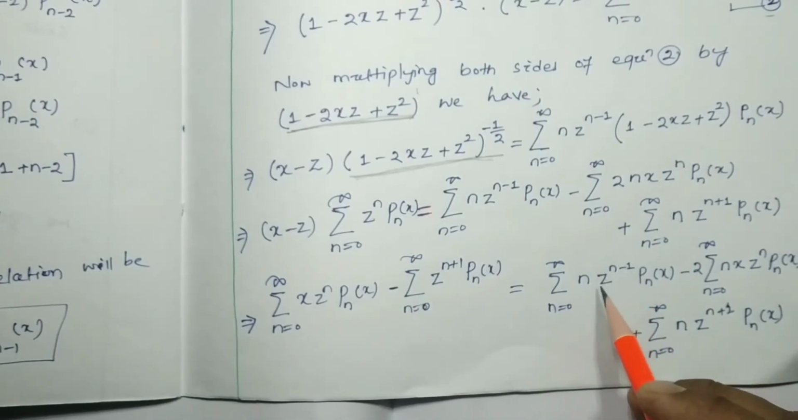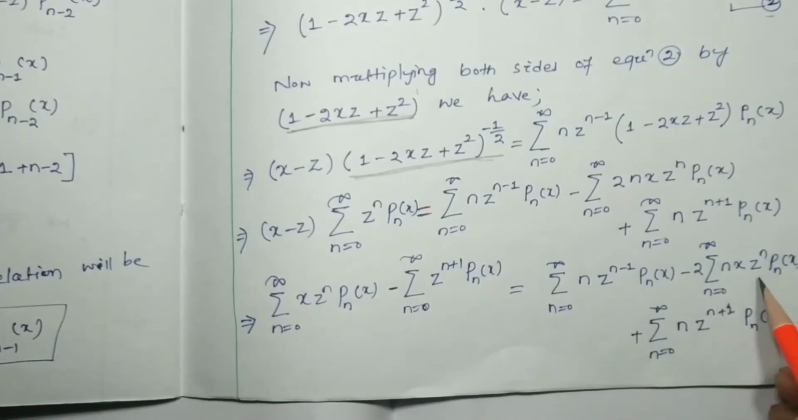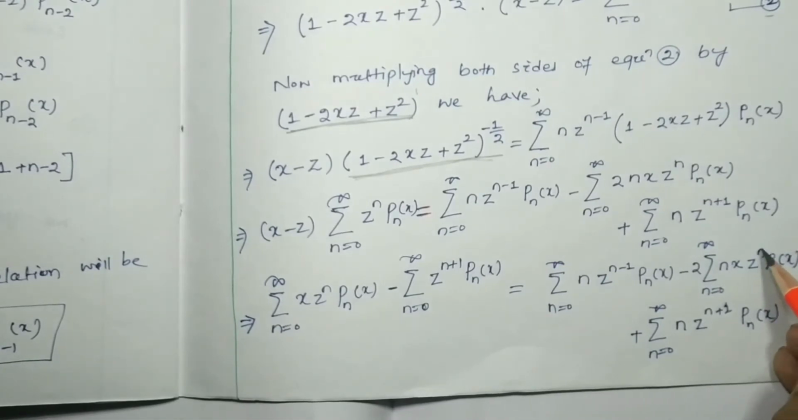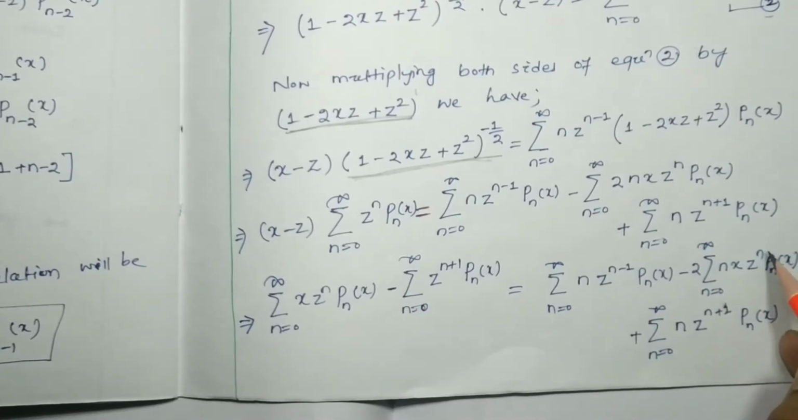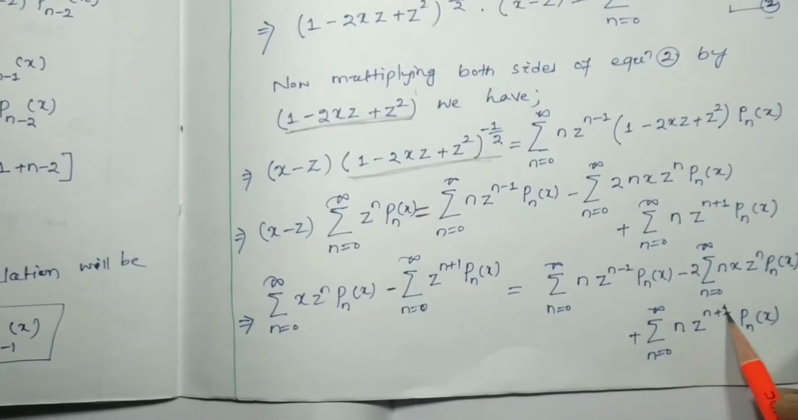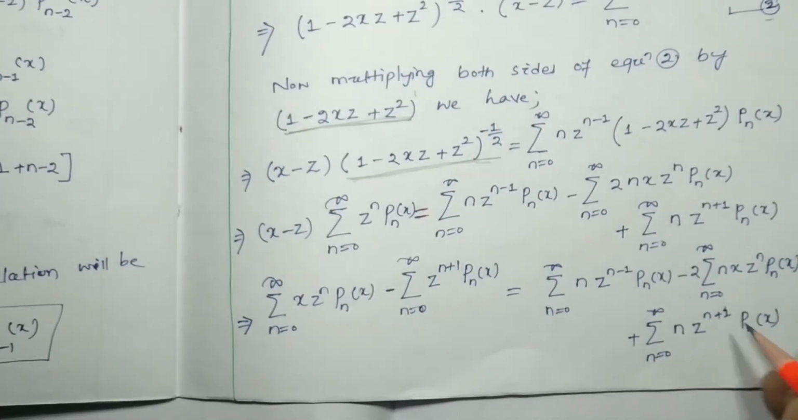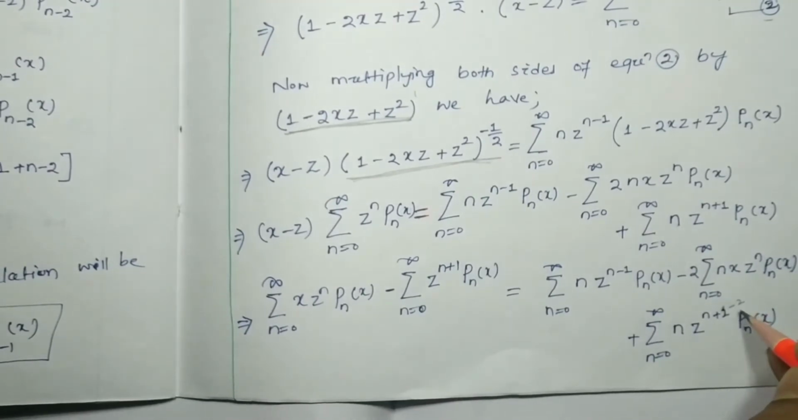So z to the power n minus 1 has the coefficient n P_n(x), but here there is no z to the power n minus 1, but we can consider here z to the power n has coefficient n x P_n(x). So to get z to the power n minus 1, we have to subtract 1. So n minus 1 means this will be n minus 1, this will be n minus 1, right? So here n plus 1, to get n minus 1 we have to subtract 2. So n plus 1 minus 2, if I do that, I can get n minus 1.